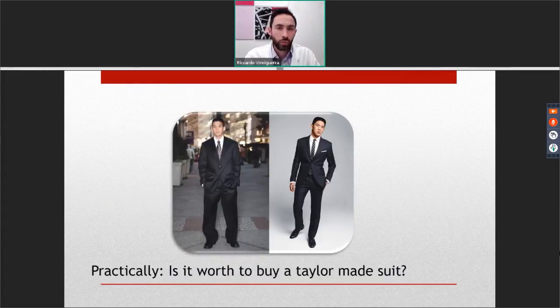So my next slide will be to convince you that since you want to use custom ablation, it is worth buying a tailor-made suit, which is custom, rather than something that is one size fits all. And I'm going to convince you with some other examples.